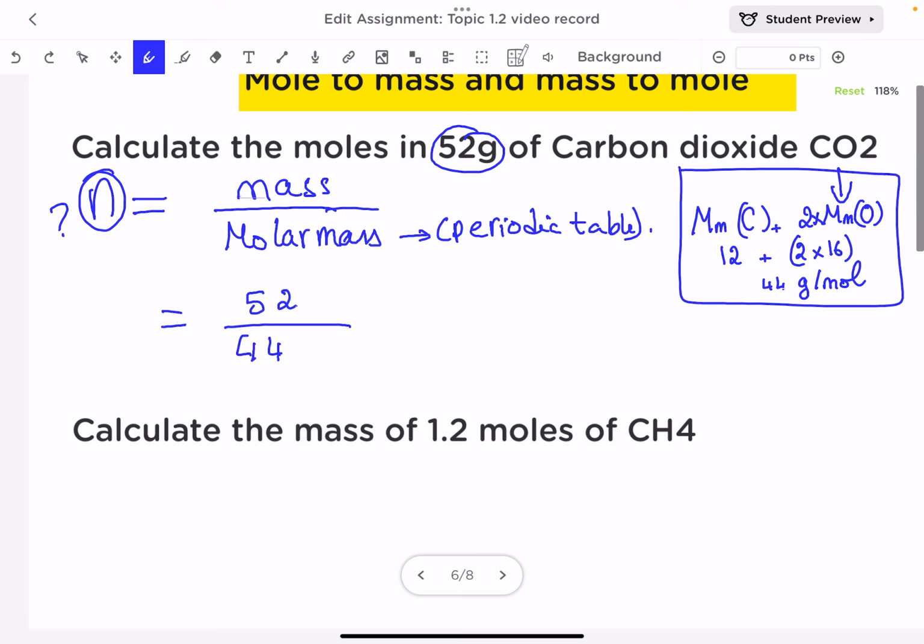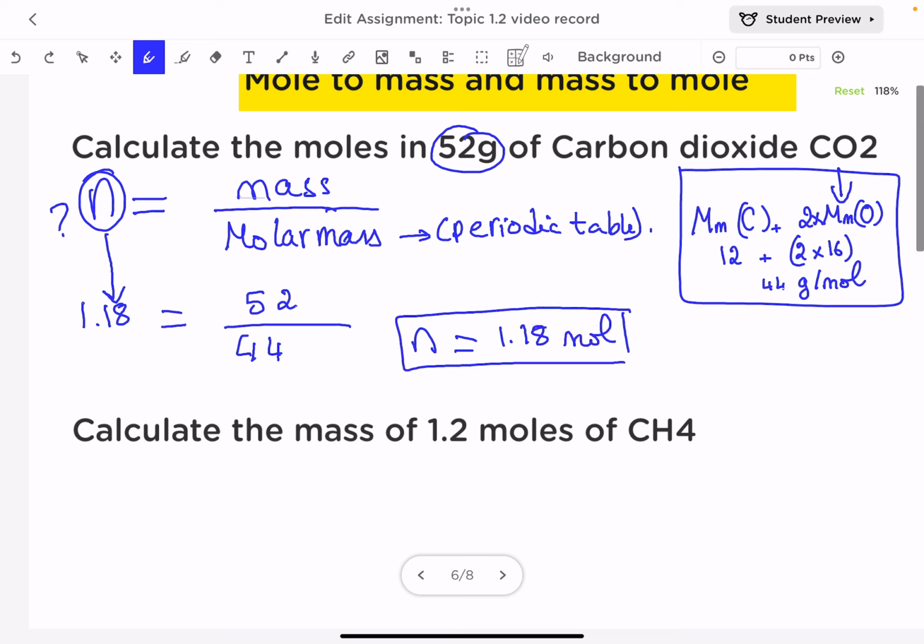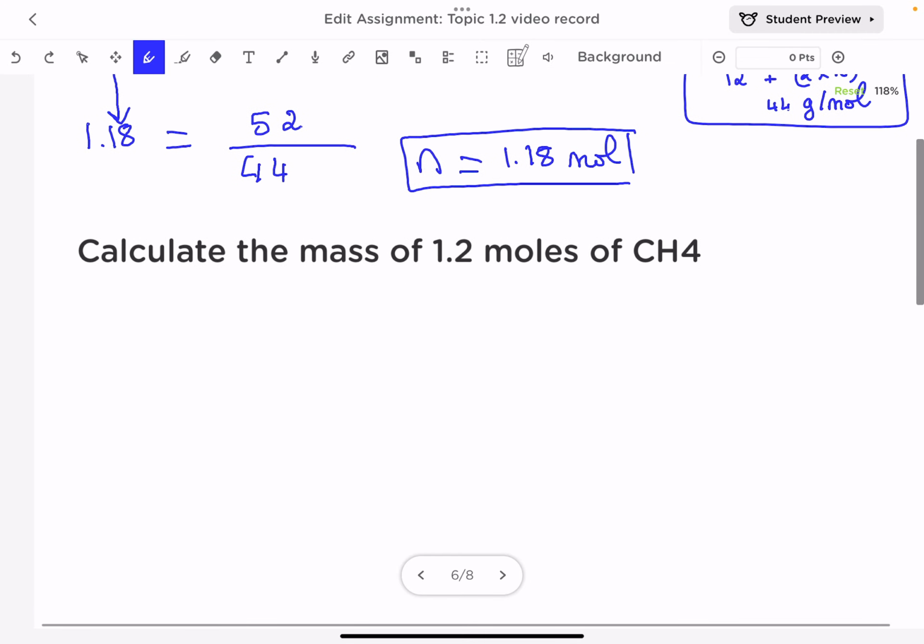And to find the mole, we divide 52 by 44 and the answer is 1.18. So the calculated mole in 52 grams is 1.18. That's the answer. Now, let's say we need to calculate the mass and we have the number of moles.